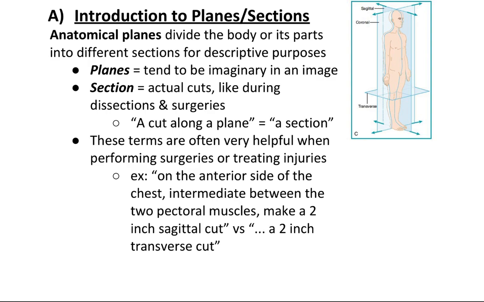On the anterior side of the chest, so on the front side of the chest, intermediate, remember intermediate means between. So intermediate of the two pectoral muscles, you're going to make a 2-inch sagittal cut. That's going to create a different type of cut than if someone said you're going to make a 2-inch transverse cut. And we're going to go over those two terms later.